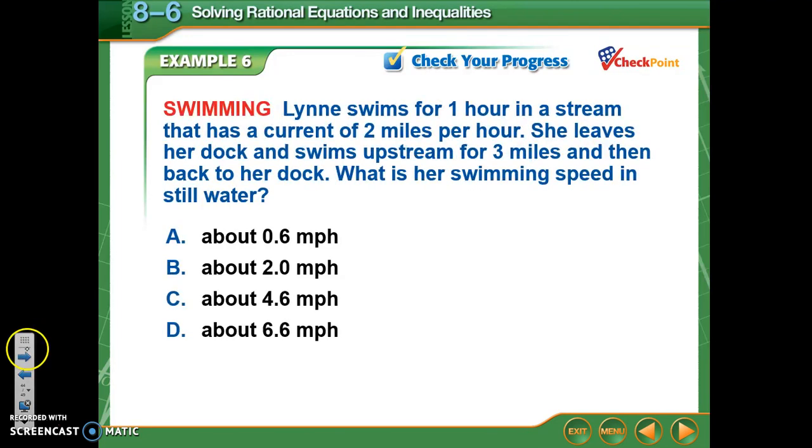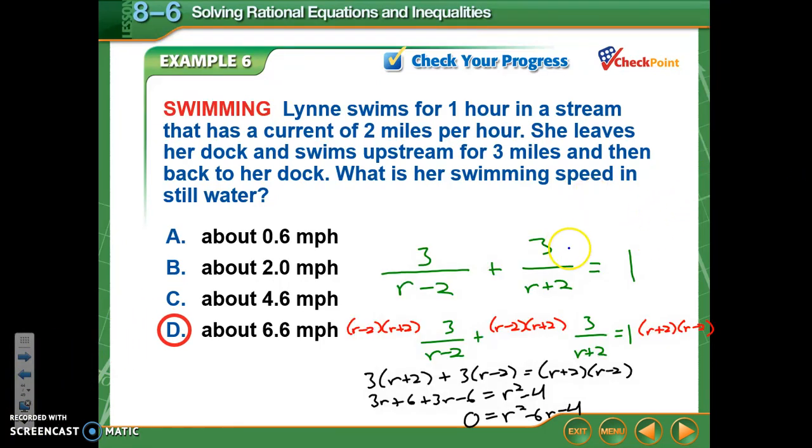All right, you guys try this one, another swimming one. Your answer here should be D, which is about 6.6 miles per hour. All right, here's the work for getting it set up and getting down to a quadratic equation. I'm not showing you the work here with the quadratic formula because you should be able to do that. I feel like the hardest part of these is usually setting them up.